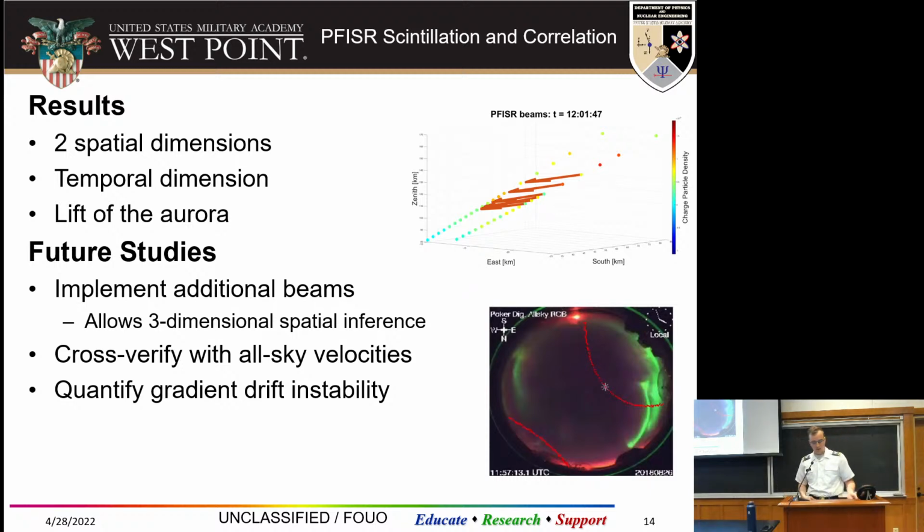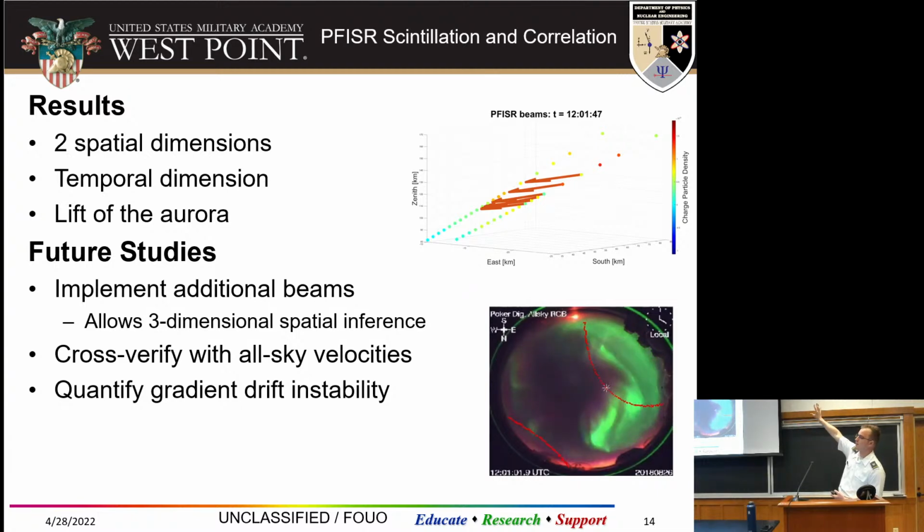Additionally, as far as future studies, we plan to implement more beams in future semesters in order to increase the amount of spatial dimensions you can make inferences from, from 2 spatial dimensions to 3. We also plan to cross-verify more with the all-sky imager down here to make sure that everything's lining up with the velocities of the plasma densities between the two forms of imagery, and possibly going to quantify the gradient drift instability of the plasma structures as they move.